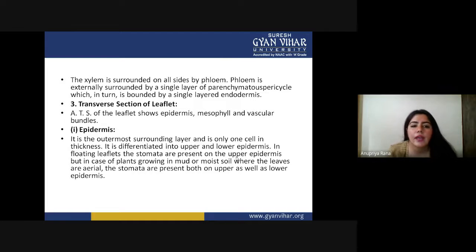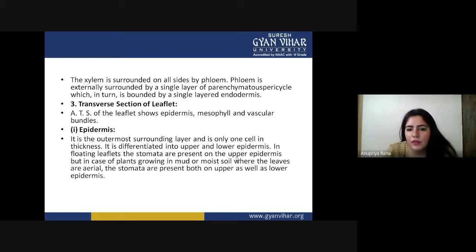Now, what we have to see is the TS of the leaflet. That is the third structure of the plant. All the key layers will be the same, like the epidermis, cortex, and inner stele, but their composition can be different. Here the epidermis is the outermost surrounding layer and it is only one cell in thickness. Whenever we talk about the epidermis of a leaf, there will always be two kinds: the upper epidermis and the lower epidermis.